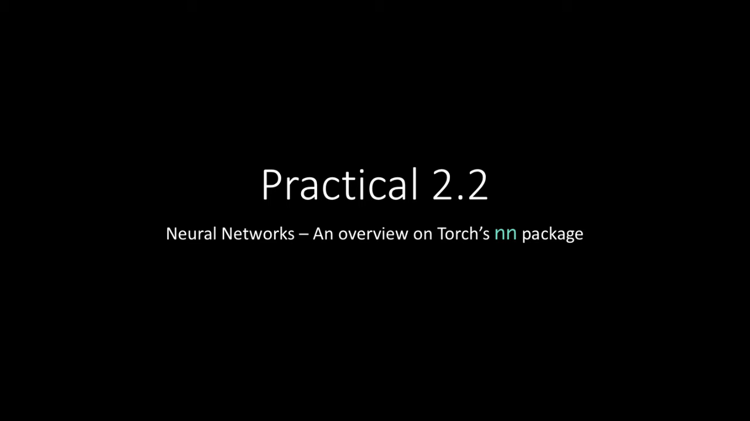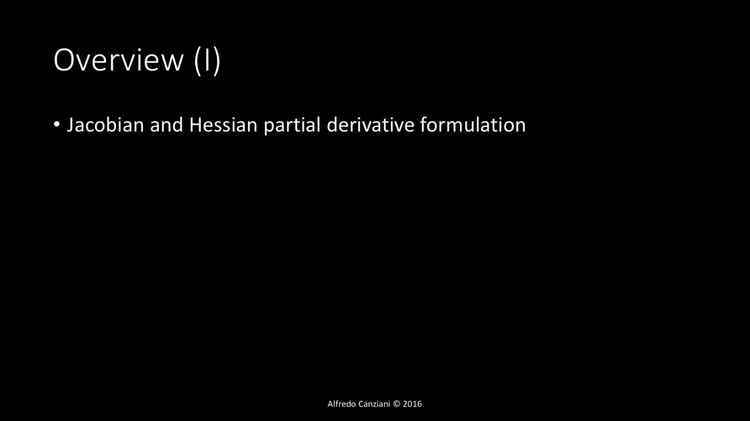In this practical, we see all the pieces we've seen in practicals 2.0 and 2.1 coming together and playing nicely in Torch, using Torch and the nn package. We'll start with reviewing the Jacobian and the Hessian partial derivative formulation. This is quite essential to understand how partial derivatives are computed in Torch.